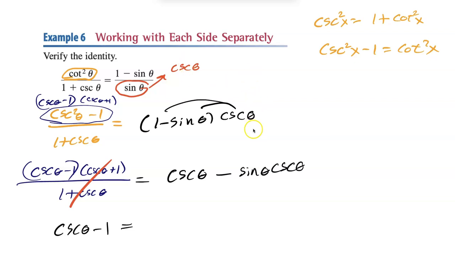Now we're going to use another trick I talked about. You have sine times its reciprocal, sine times cosecant. Those cancel each other out. You just get a 1. And there you go. They match.